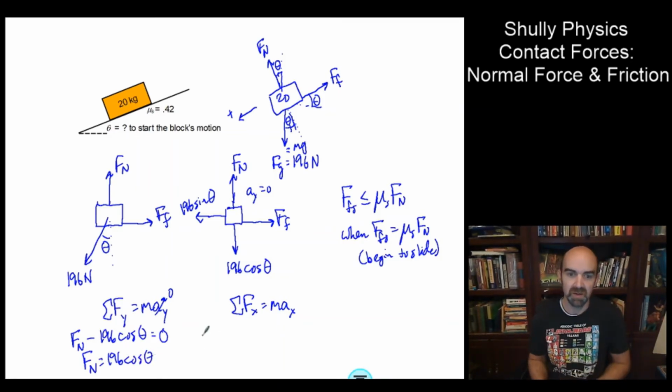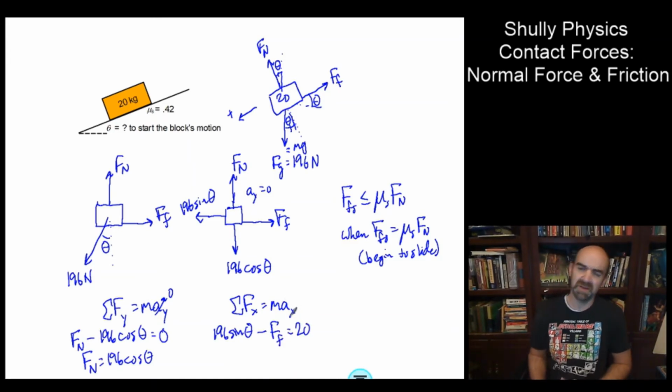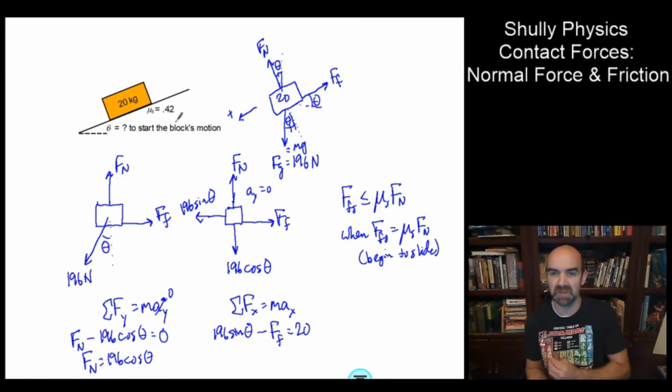All right. Looking ahead, you're going to need that for friction. All right, and here comes friction. To the left, we've got 196 sine theta. To the right, in the opposite direction, we've got friction. And then we've got a 20 kilogram mass. But wait, so we need to find the angle to just start the block's motion.